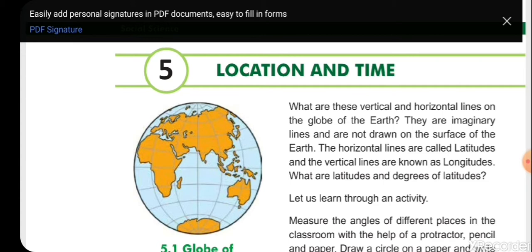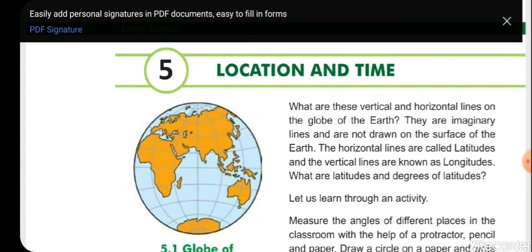So in this chapter children we are going to understand about many things, but first we are going to understand about latitudes and longitudes. So they are asking us a question, what do these vertical and horizontal lines on the globe that we can see right now in this picture on the left hand side is about. So what are these vertical and horizontal lines?